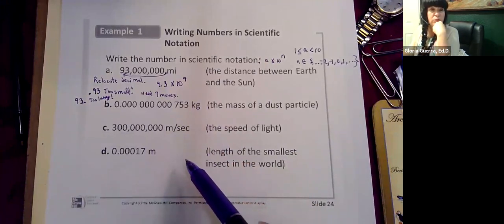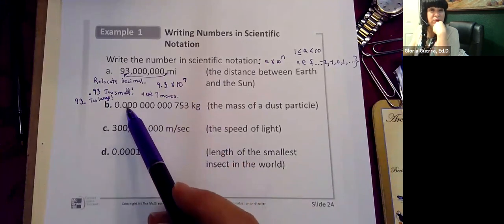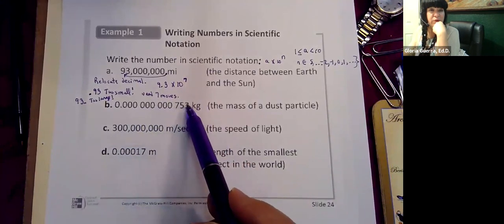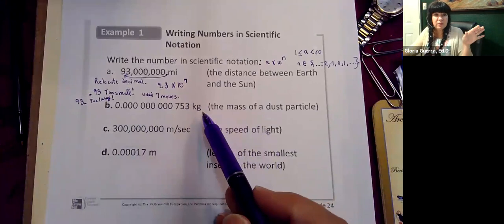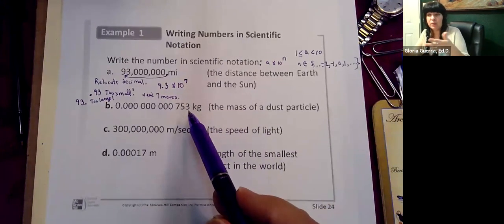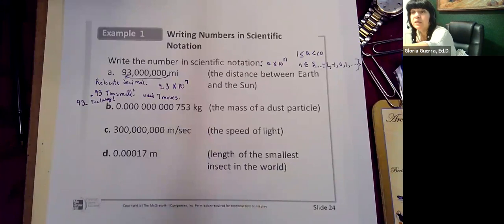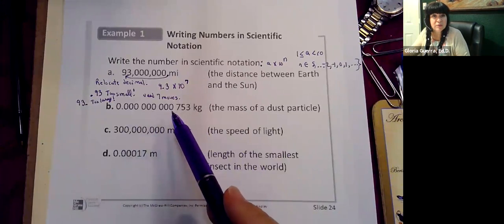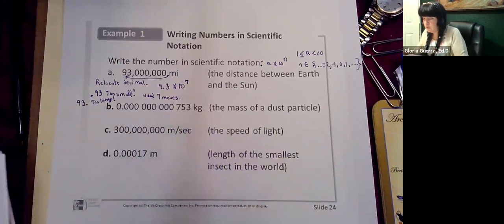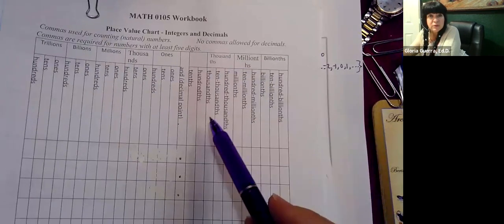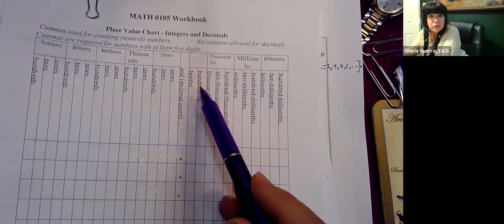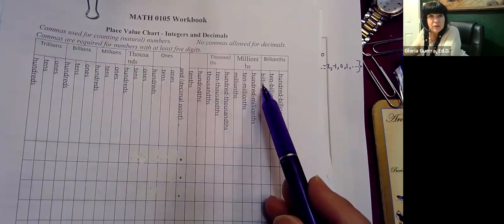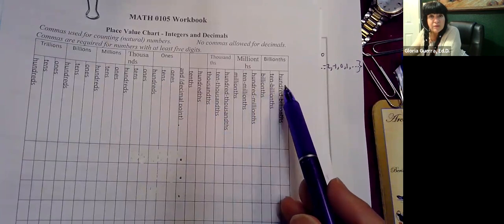So let's see how many. 1, 2, 3, 4, 5, 6, 7, 8, 9, 10, 11, 12. If I read this out loud, this is like 753, and then you need a place value. I think this one does go off my chart. Remember I had a little chart I showed you? Here's my decimal point. 1, 2, 3, 4, 5, 6, 7, 8, 9, 10, 11, 12.